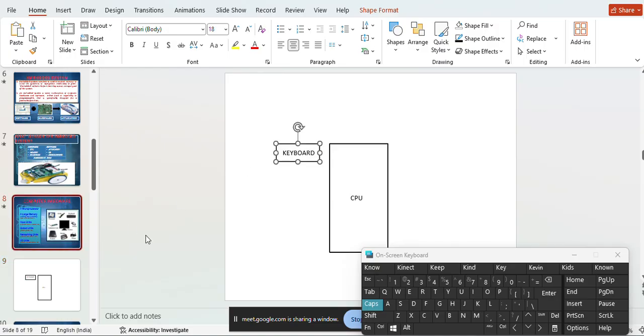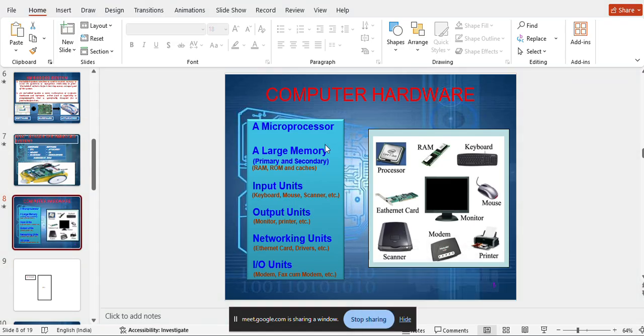I will explain in this slide only. Here you can see large memories. Inside the memory there will be RAM, ROM, and caches. These come under the memory files. Then there are input devices like keyboard, mouse, scanner, and many more. There are also output units like monitor, printer, and speakers. These are output devices for the computer.